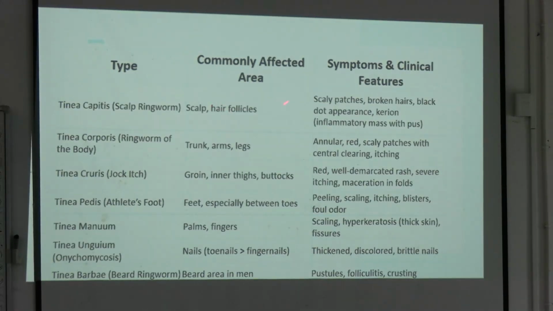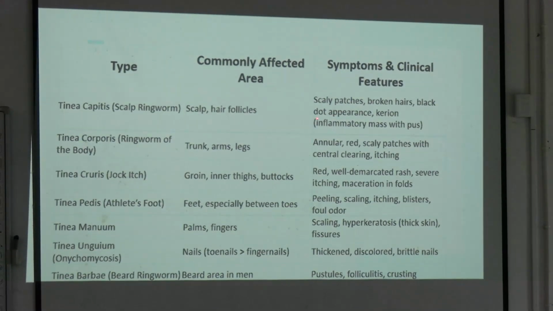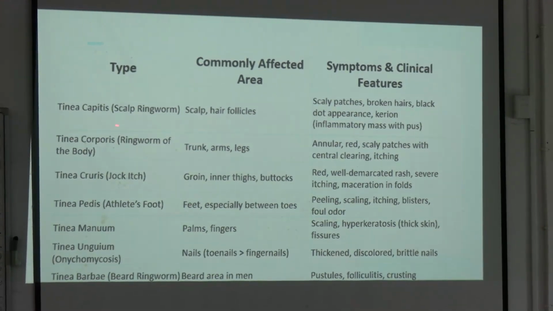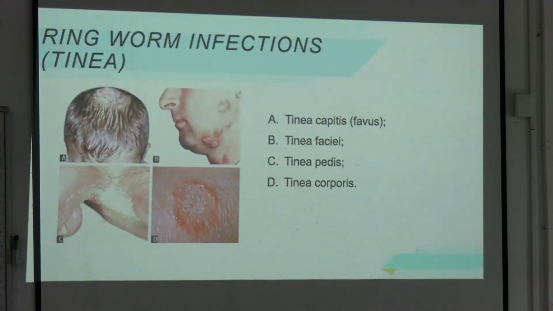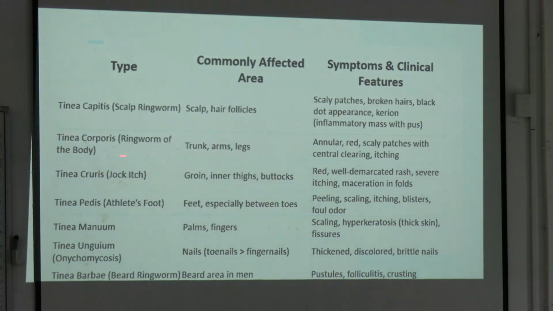Scalp hair follicles are commonly affected. What are the symptoms? Scaly patches, broken hairs, black dot appearance. This is tinea capitis. Another is tinea corporis, ringworm of the body. Whenever our body gets affected, every time you get this kind of lesion. This is a typical ringworm lesion. This is tinea corporis. You can find it on any part of your body, trunk, arms and legs.